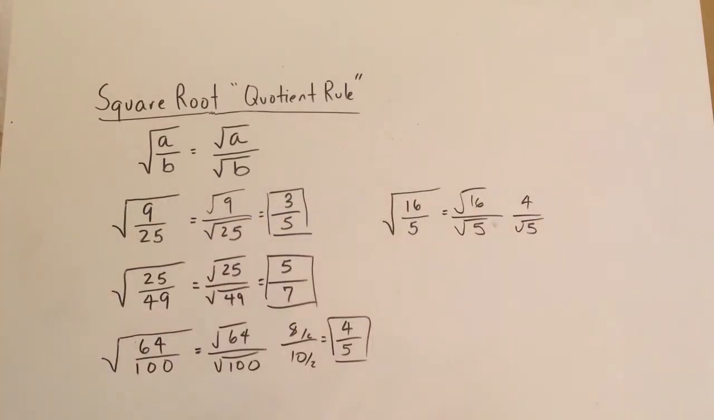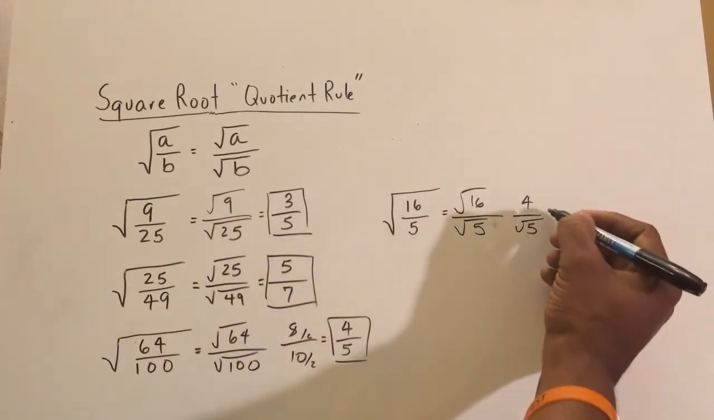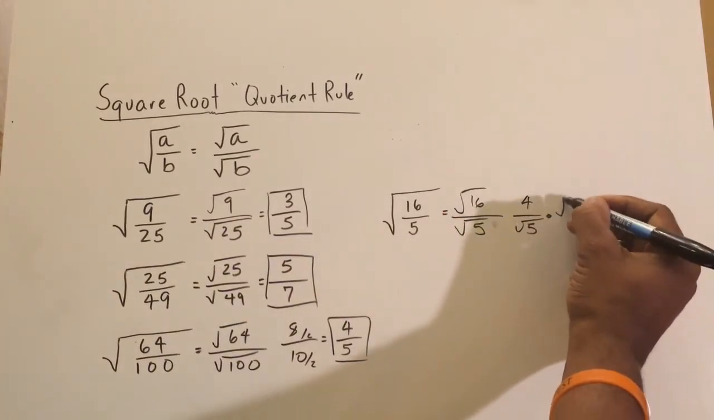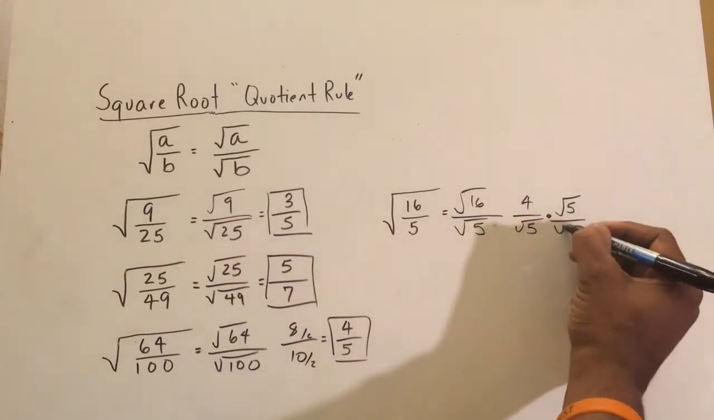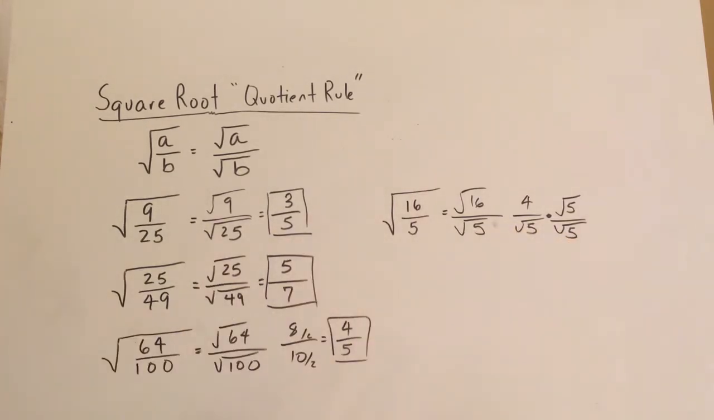Now the answer is 4 over root 5, but we can go one step further by doing what's called rationalizing the denominator. That simply means to remove the square root from the denominator. And we do this by multiplying both the numerator and the denominator by that square root. So we will multiply by the square root of 5 to top and bottom.